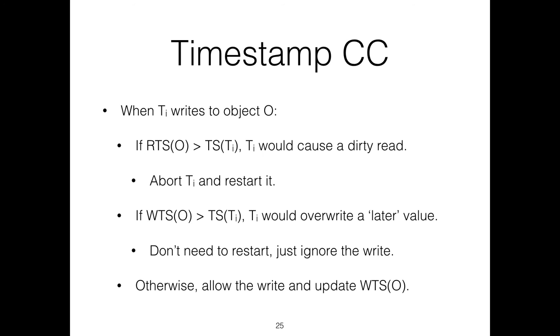The same thing happens on the other end. Whenever we write to an object, we're going to first check to see if a later transaction has already read from that object. If a later transaction has already read from the object, well, we would be breaking the illusion that that transaction is isolated from the other transactions. So we basically can't perform that write. We'll cause the later transaction that already read from that object to have committed a dirty read. So once again, the current transaction, the one that's trying to write to the object, has to be aborted because there's no way it can proceed.